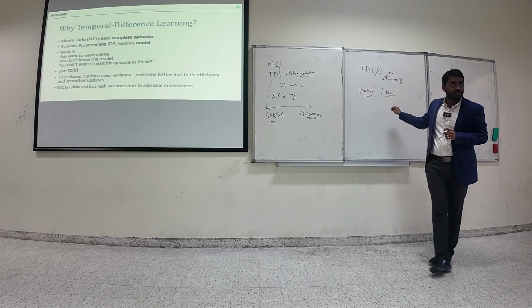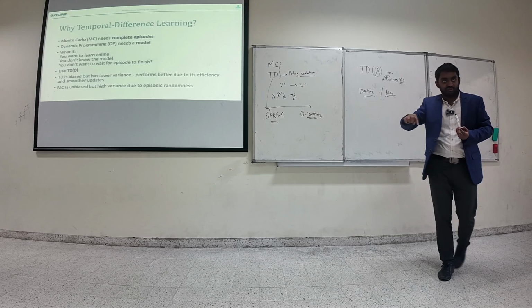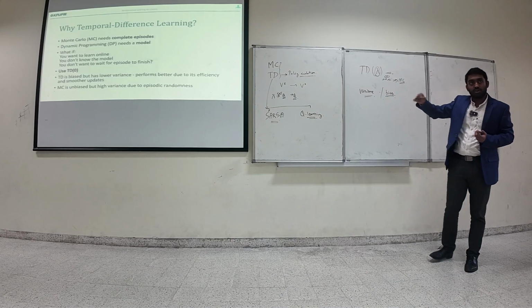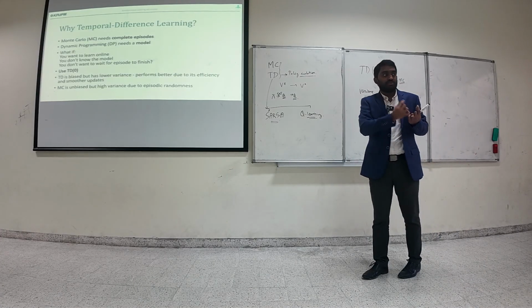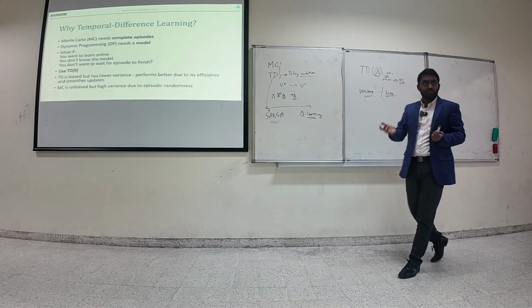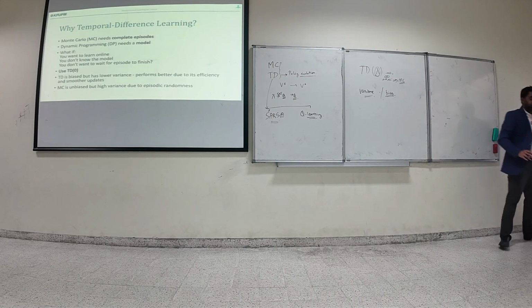Why? The episodic change is significant. That's why the variance is higher. However, because it is using the real estimates, the difference from the mean actual true value is small, so the bias is small. Clear? Okay.